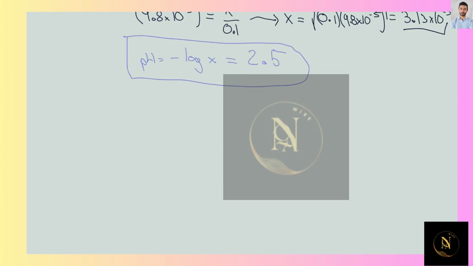So now for part B, which is your question 25, it asks you what is the pH after adding 5 milliliters of NaOH, 0.2 molar.